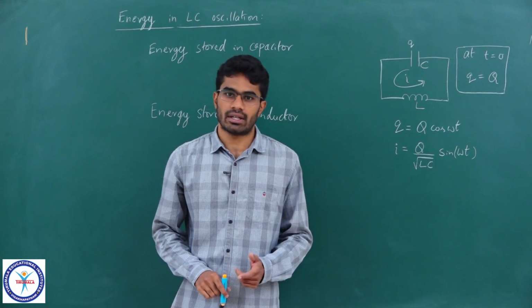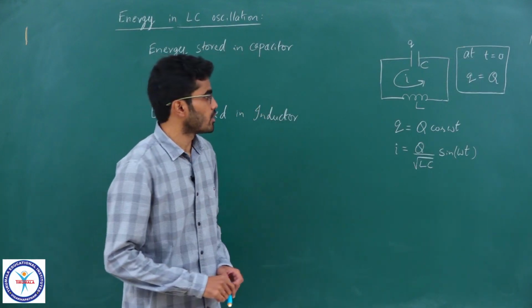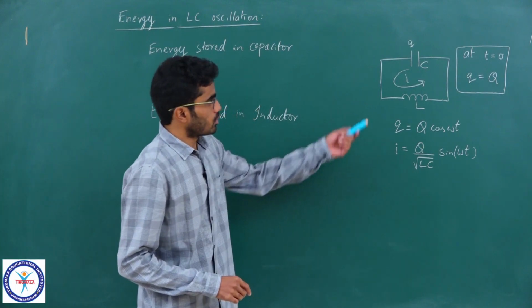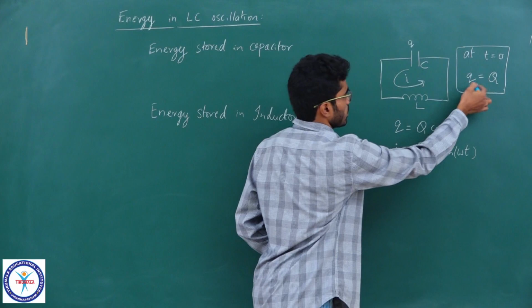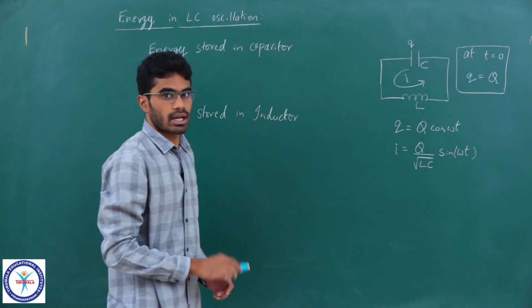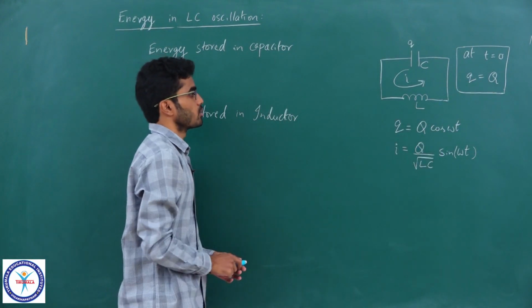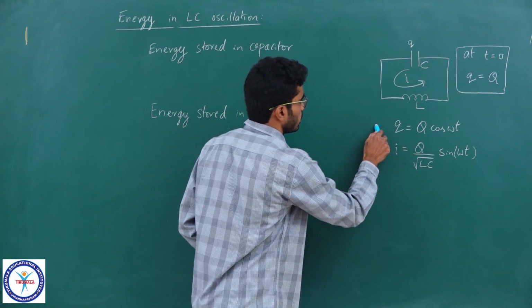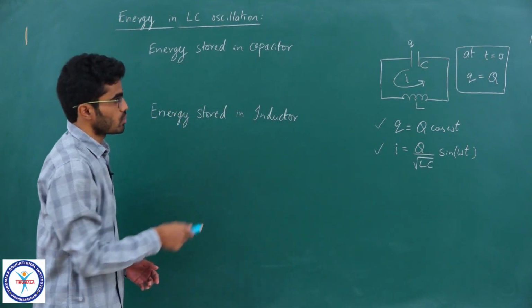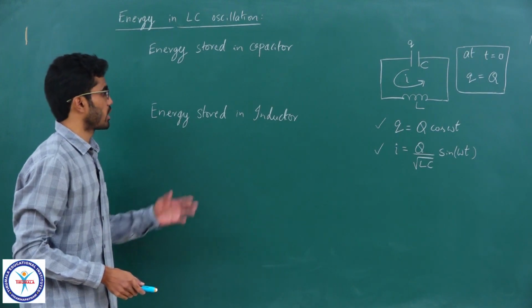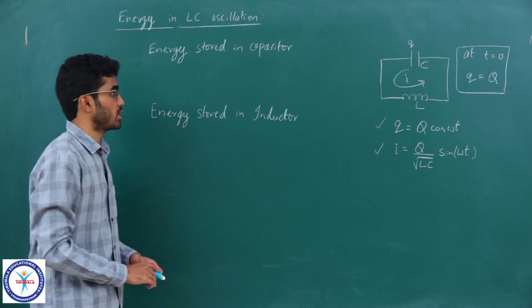So let us see how energy oscillates in an LC circuit. We got these equations for this scenario. At t equals 0, small q is capital Q. Initially the capacitor is charged completely at t equals 0. So for that scenario, you will get the equations like this for current and charge. Now making use of this, let us calculate the energy stored in capacitor and inductor at any given time t.